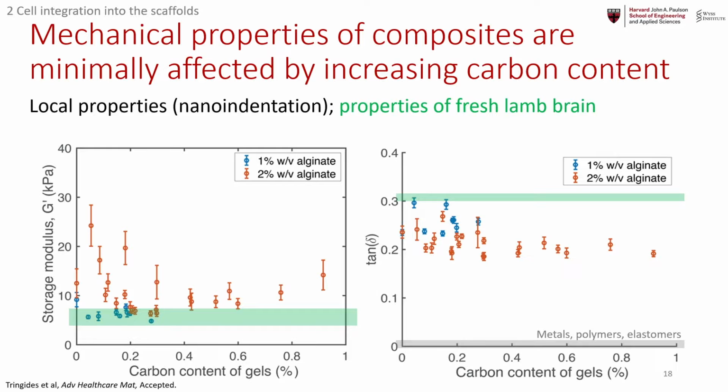On the right is the tan delta. So you can see the viscoelasticity of fresh lamb brain in green. None of our formulations are quite as viscoelastic, but again, if we compare to the existing material toolbox, we see that we're much closer to that of the brain.